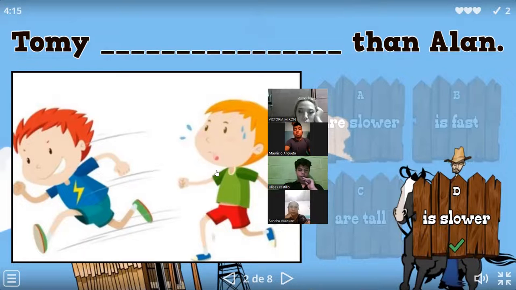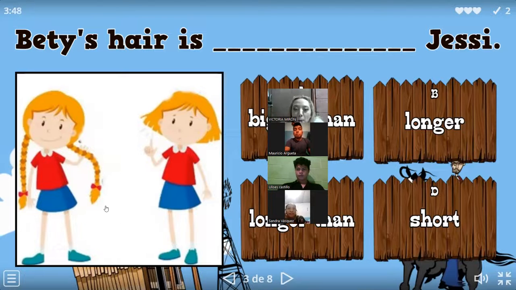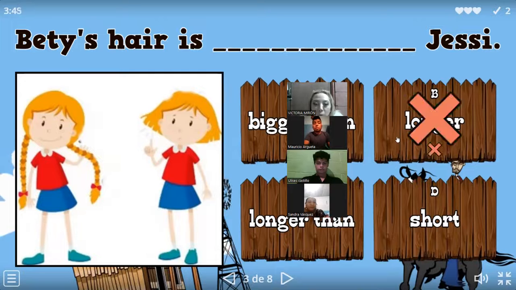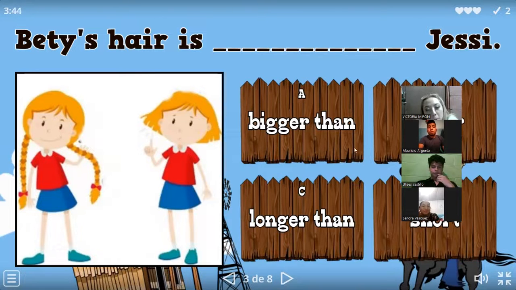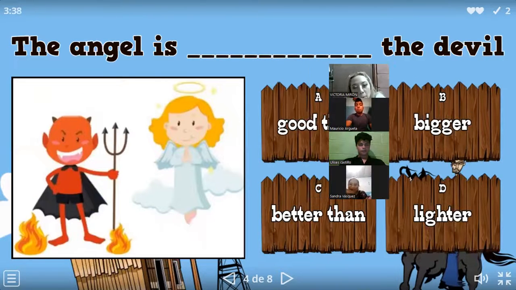You're on mute, Ulises. Your microphone is off. Okay. Let's try to figure it out. Sandra, what do you think? Betty's hair is longer than Jesse. Longer than. Yeah, my fault. Sorry. My bad. Okay, what about this one?